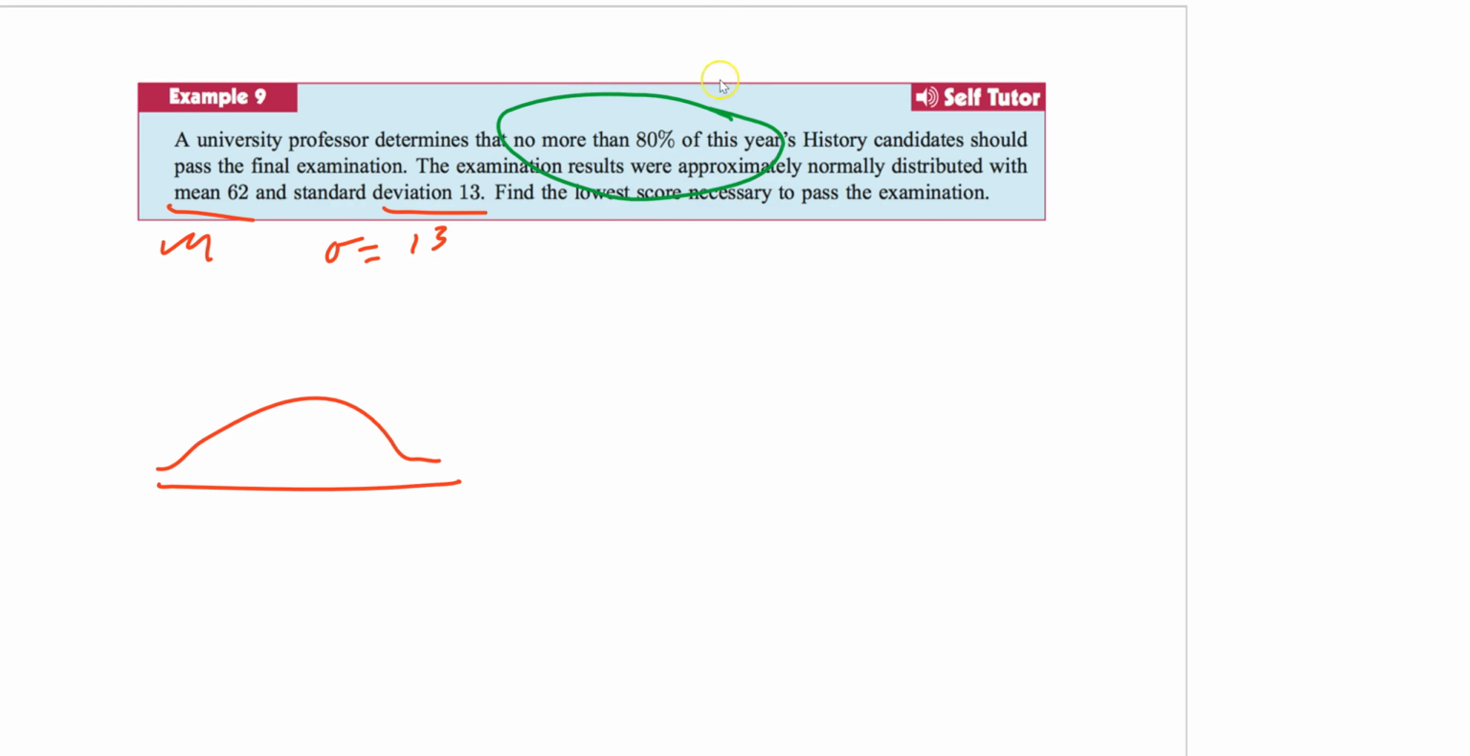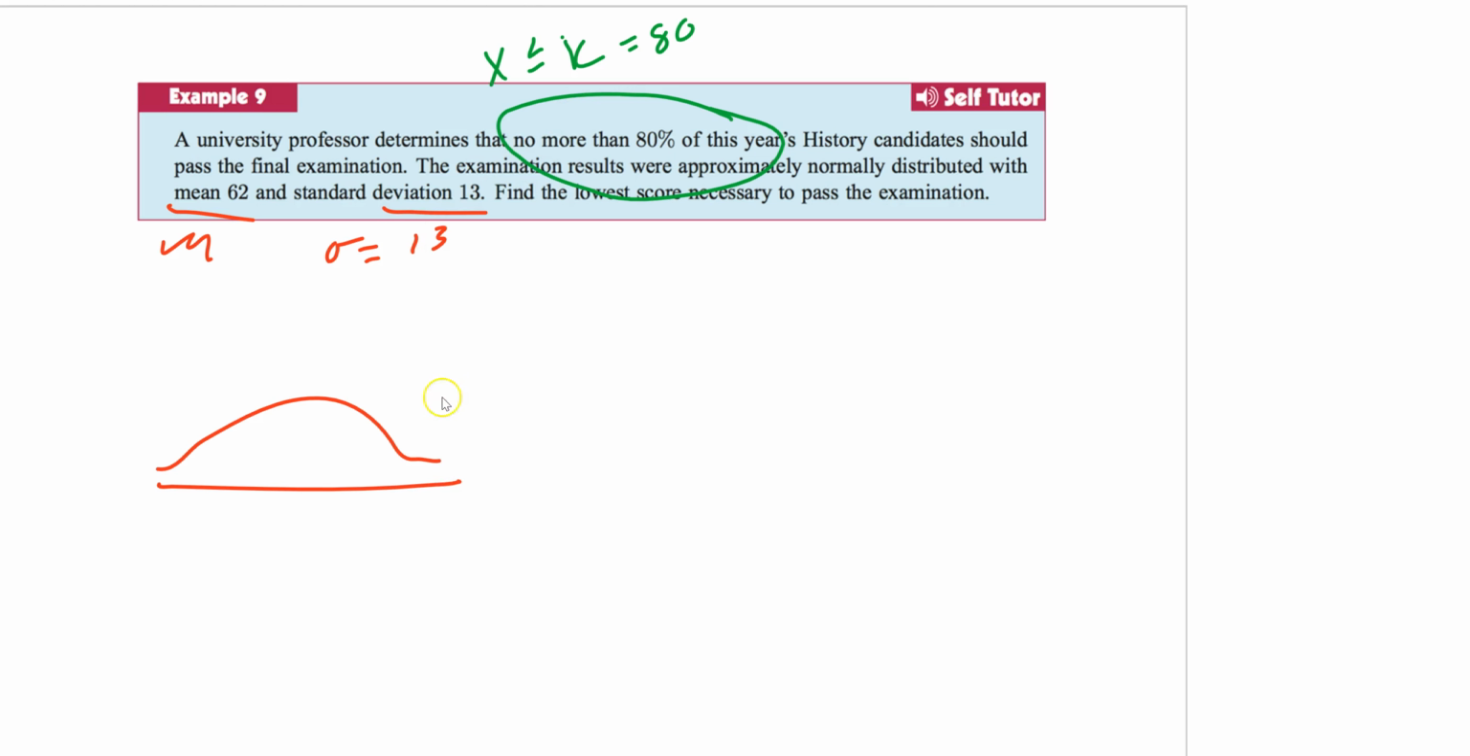So what that means is, now it's kind of counterintuitive, right? He wants the bottom 20 not to pass. That's kind of what that means. Like no more than means 80% is the max, but it's to pass. It's like kind of a double negative thing going on there. Not really, but he wants 80% of students to pass.